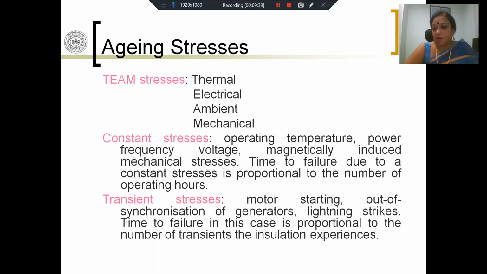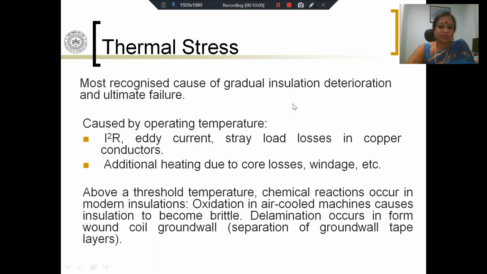So there is a way we differentiate the behavior of the material under constant stresses and transient stresses. For constant stresses, the lifetime is given in terms of the number of operational hours this particular temperature or particular voltage can be withstood. Whereas in case of transient stresses, it is the number of strikes, how many such transients the insulation will experience and withstand. So that difference is there. Now let us look at these individual stresses.